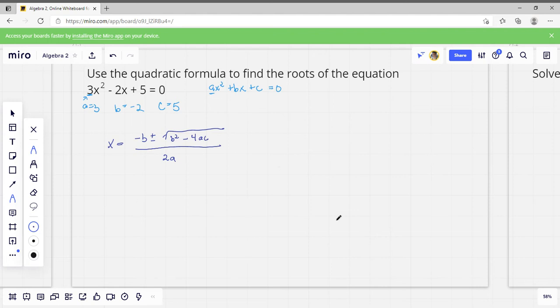Okay, so the next thing I'm going to do is fill in these values. For a, I'm going to fill in 3. So I've got x equals negative b. Well, b is negative 2, so it'll be positive 2 plus or minus the square root of b squared. That would be negative 2 squared. Negative 2 times negative 2 is positive 4.